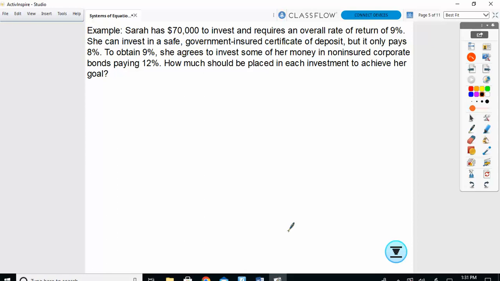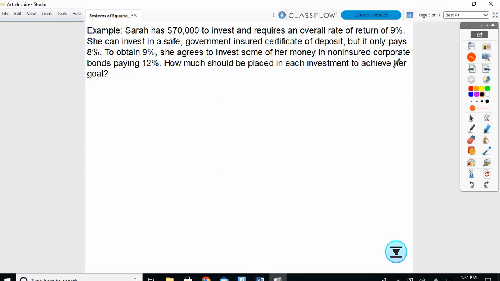I'm pretty sure I just took this problem from an example we did at the beginning of the year when we set up tables to solve them. But we're going to do this a different way today. What am I trying to find? How much should be placed in each investment to achieve her goal? Okay, how much should be placed in each investment?